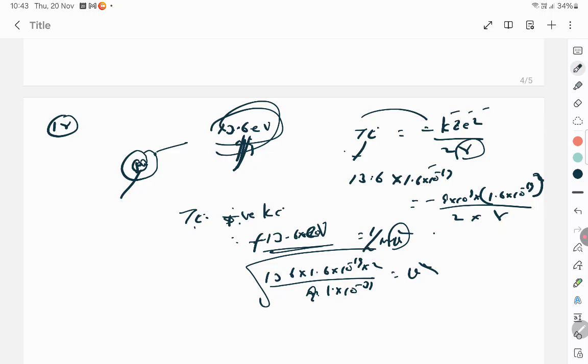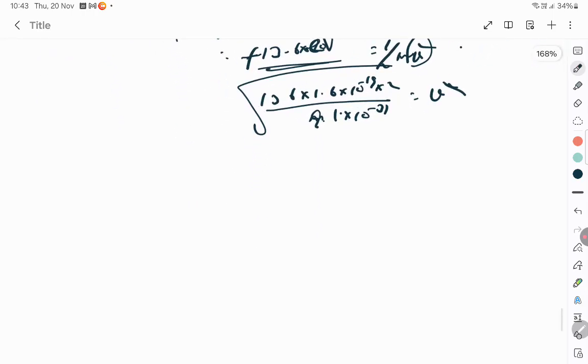But why? We know it's 1 by 137 into c by n. But unfortunately, this sum we can't use that because you have to use the given point of 13.6 electron volt. Are you clear? So let's go to next question.